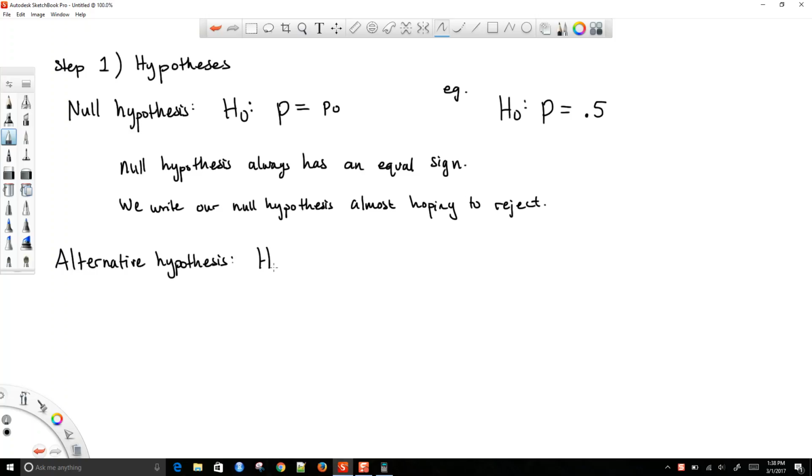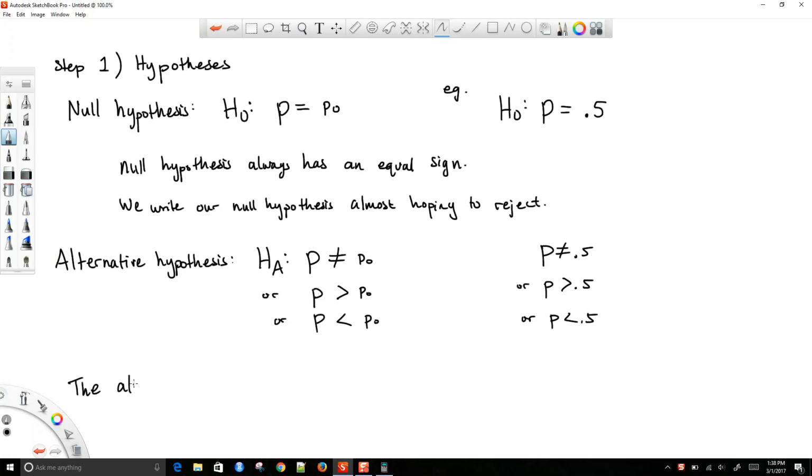The alternative hypothesis is that P is either not equal to whatever that number is, or P is greater than that number, or P is less than that number. So it could be P does not equal 0.5, or P is greater than 0.5, or P is less than 0.5. So we might say that the alternative hypothesis is always identical to the null hypothesis, except the equal sign is replaced with something else.